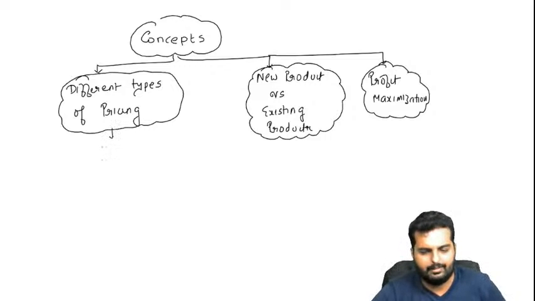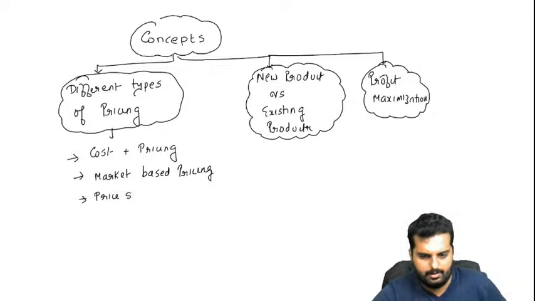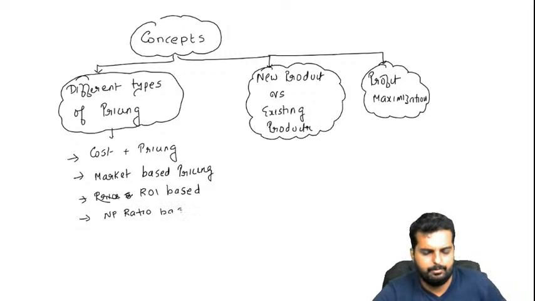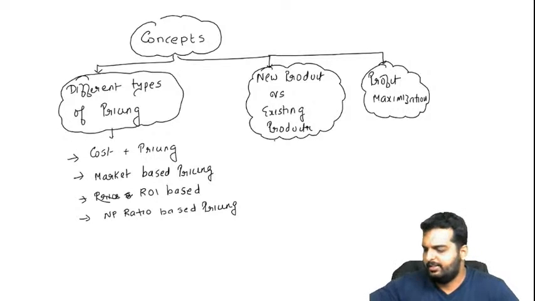Friends, the following types of pricing are there once you take the costing chapter. Cost plus pricing, market based pricing, then we are having the next one called ROI based pricing. We have NP ratio based pricing. Alright, and please give this overview, then we will go in depth and we will learn the entire chapter of pricing.